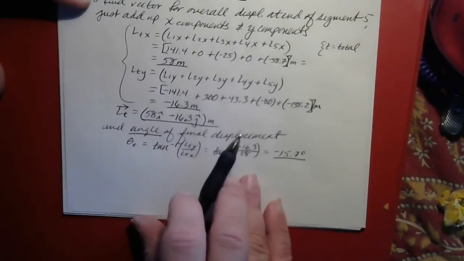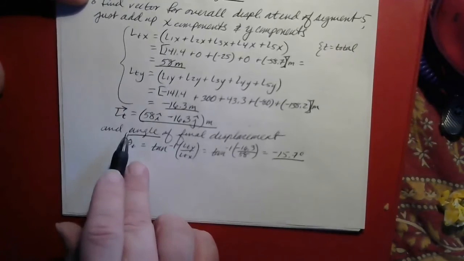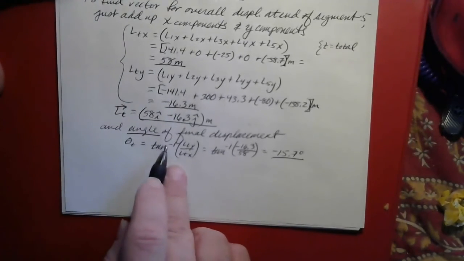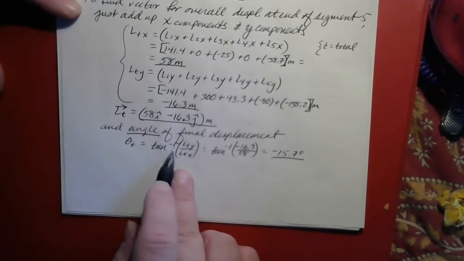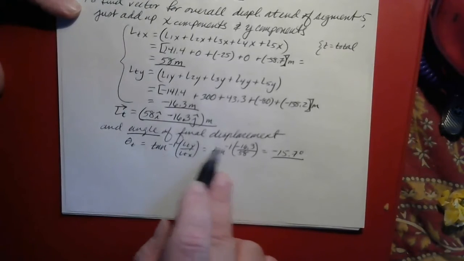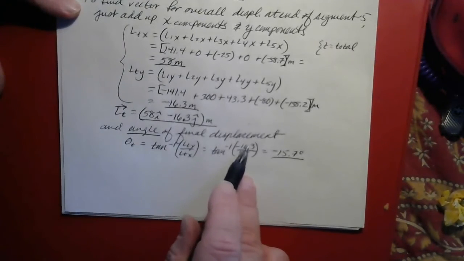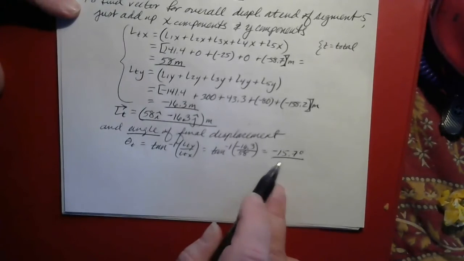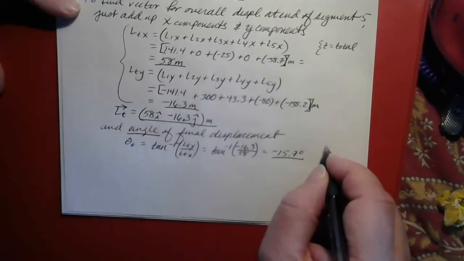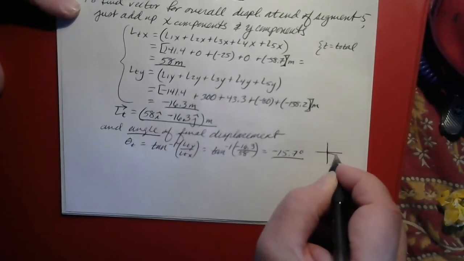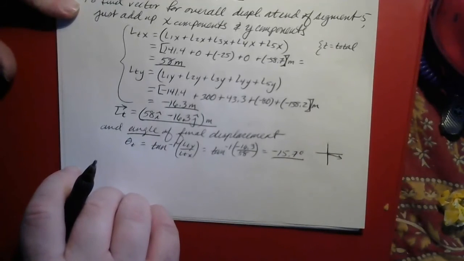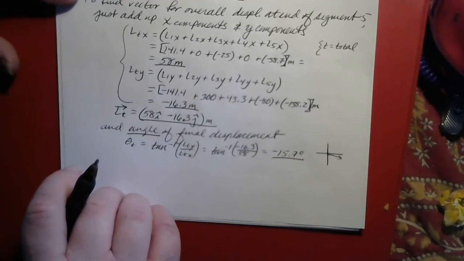And if you wanted the angle of displacement relative to the initial starting point, well, again, you can go back to inverse tangent of the y component over the x component. And so that's just going to be the inverse tangent of negative 16.3 over 58, and you get negative 15.7 degrees. So you end up going something like about like that. That would be the overall displacement from where you started.